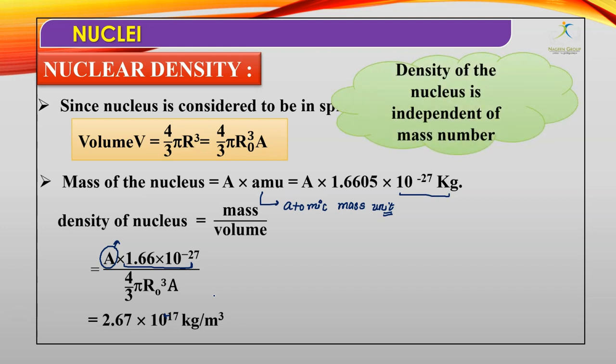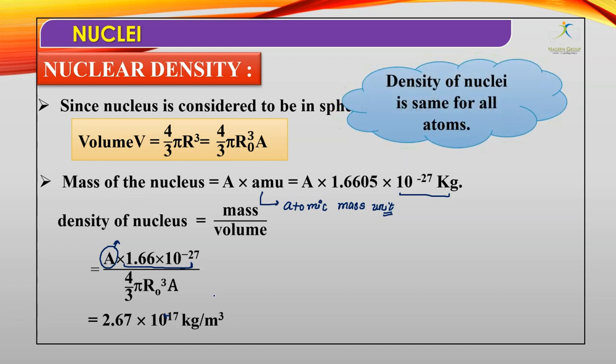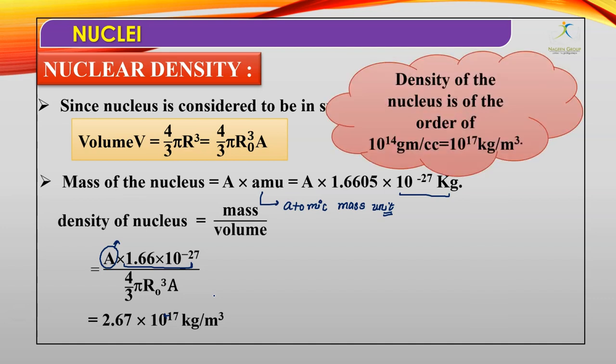The density of the nucleus is independent of the mass number, and the density of the nuclei is the same for all atoms. The density of the nucleus is of the order of 10^14 gram per centimeter cube, which is equal to 10^17 kg per meter cube.